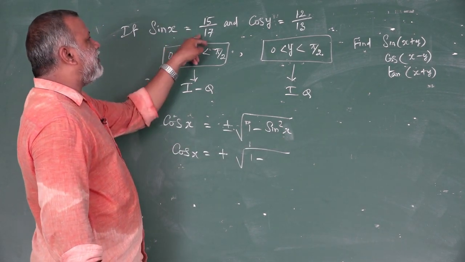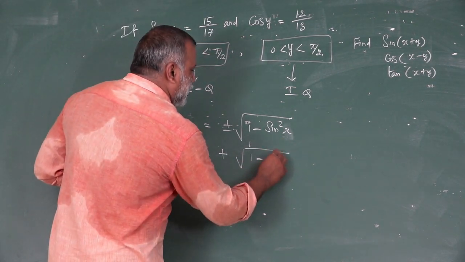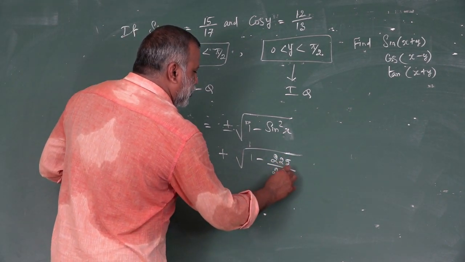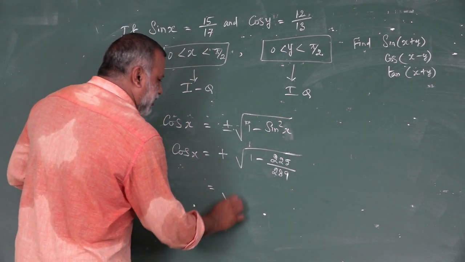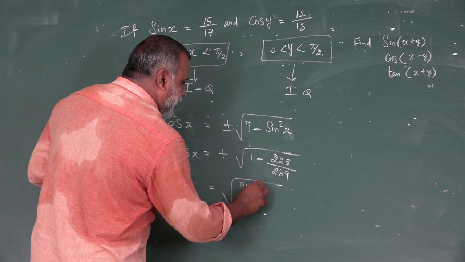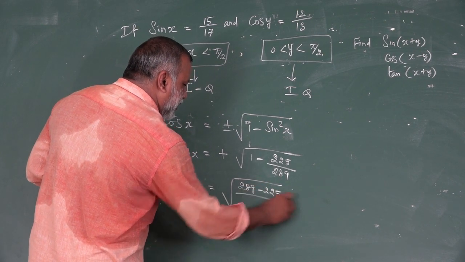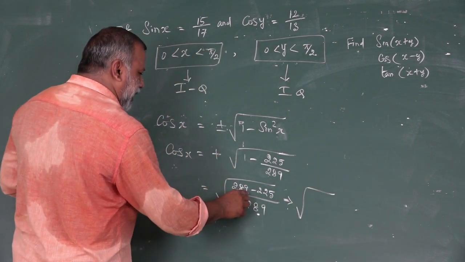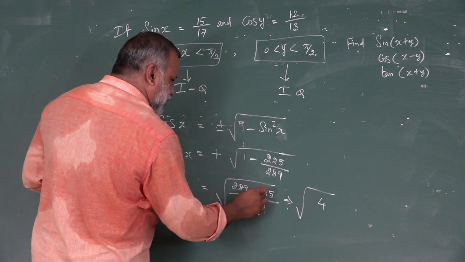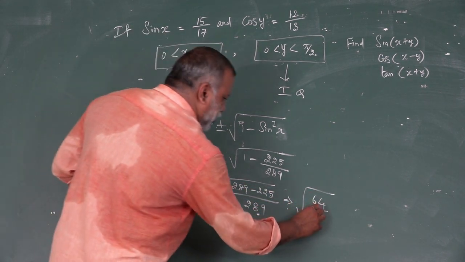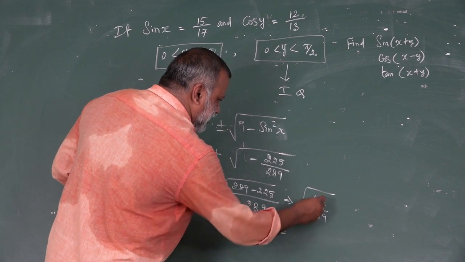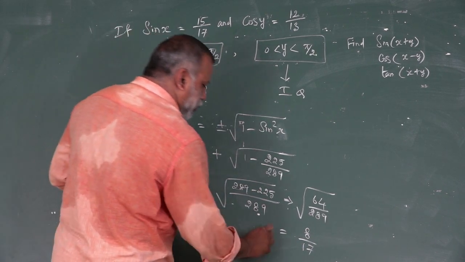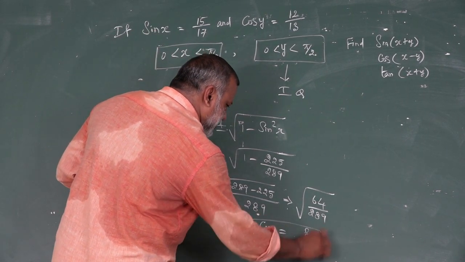We have sin x equal to 15 by 17. Squaring, we get 225, 15 squared becomes 225, divided by 17 squared, 289. Then simplifying, we get 289 minus 225 divided by 289. Simplify this result: square root of 64 divided by 289. So the square root of 64 is 8, divided by 17. This is the value of cos x.